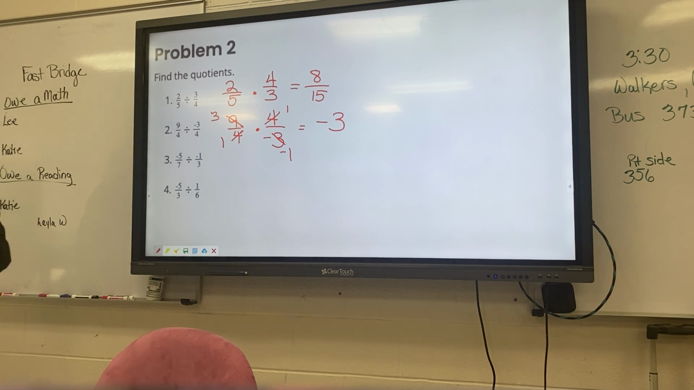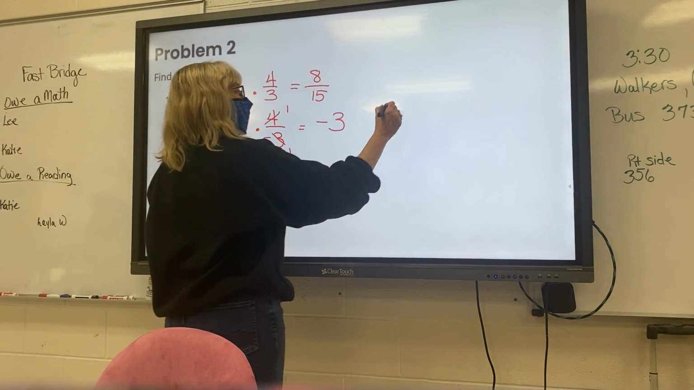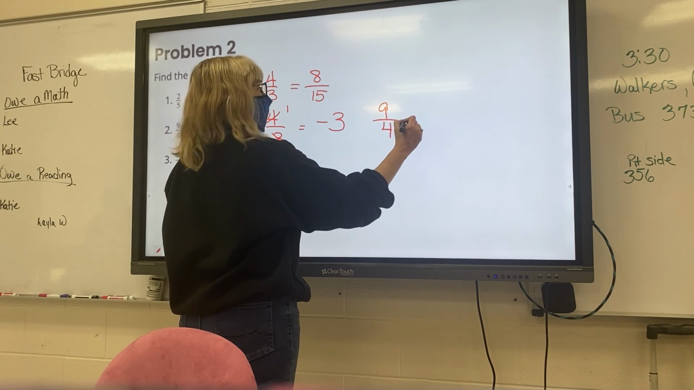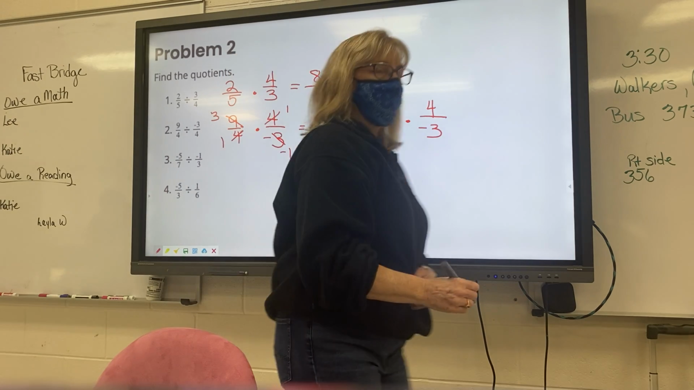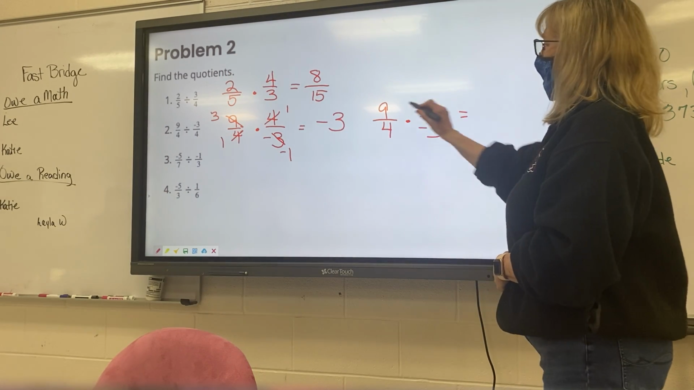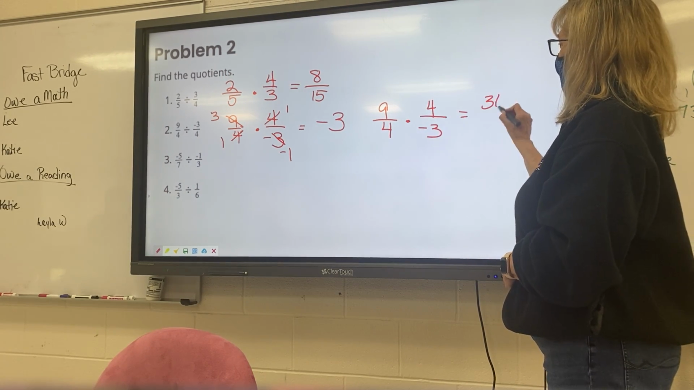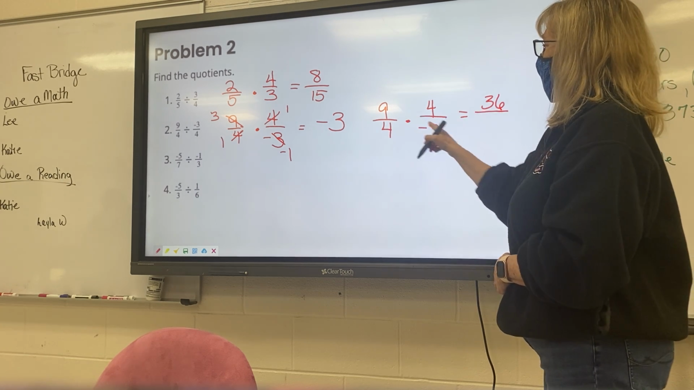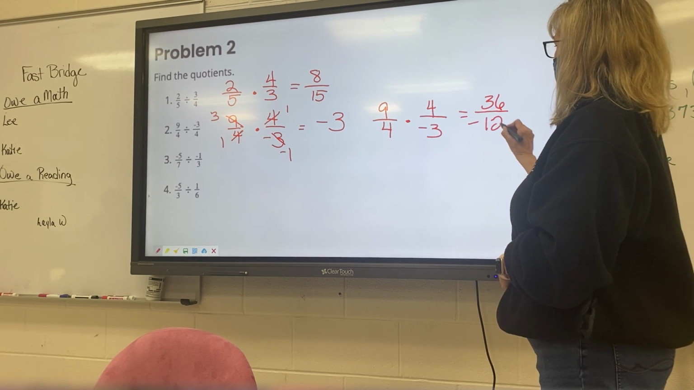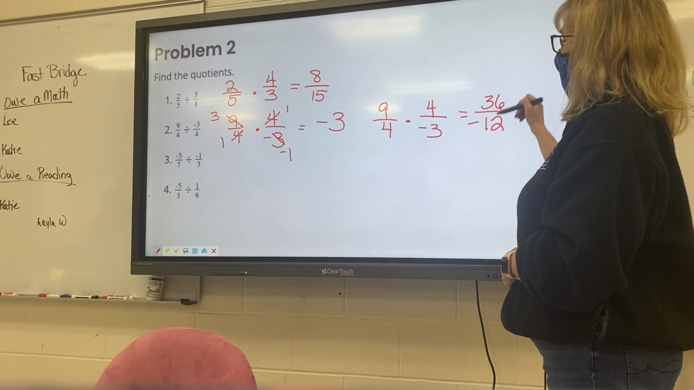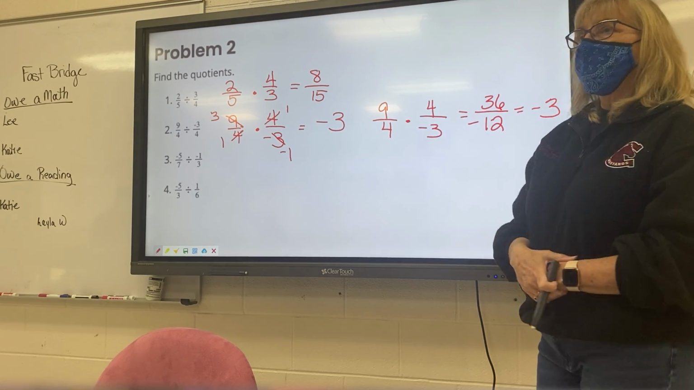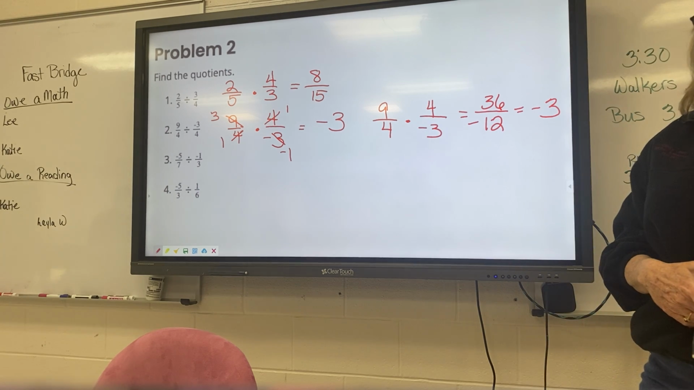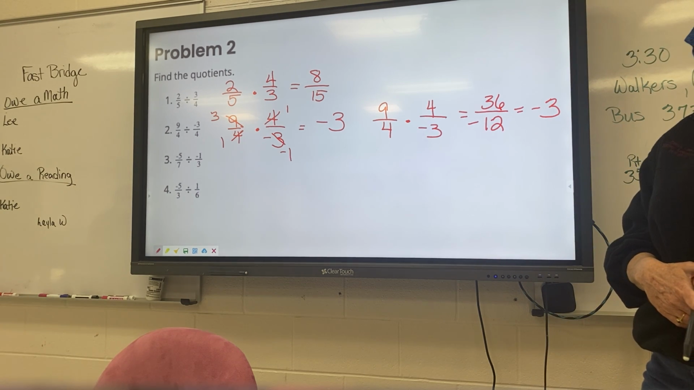Right? If you don't like canceling, and it's okay if you don't, you can multiply straight across. 9 times 4 is 36. 4 times negative 3 is negative 12. 36 divided by negative 12 is negative 3. Did I end up in the same place? Yes. All right.